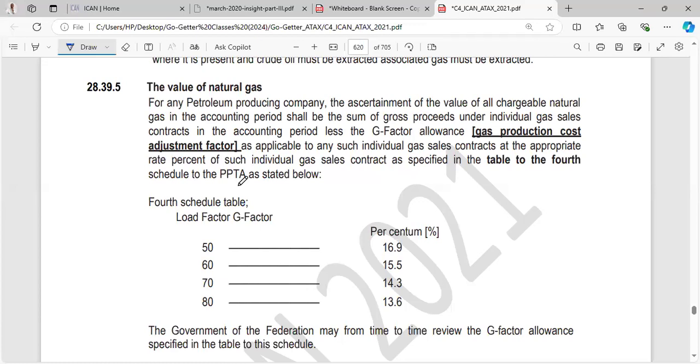The load factor or gas factor is in the form of degree. This is 50, this is 60, this is 70, this is 80. So the higher the degree, the lower the percentage. This will be given to you in the exam on a question that requires gas. This will be given to you.